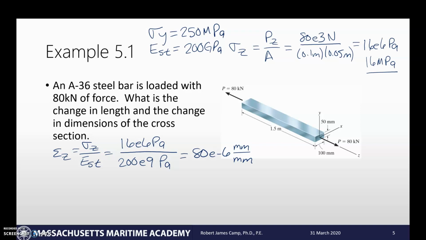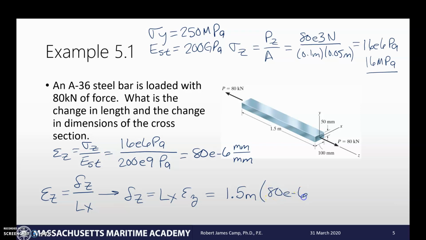Well, let's find out what the elongation of our bar is. Our definition of strain is the deformation, or the elongation in the z direction, divided by the length in the z direction. I'll do a little rearranging because I want to know the deformation in the z direction. That's going to be my initial length times the amount of strain I have. My initial length is 1.5 meters, and my strain is 80 times 10 to the negative 6.